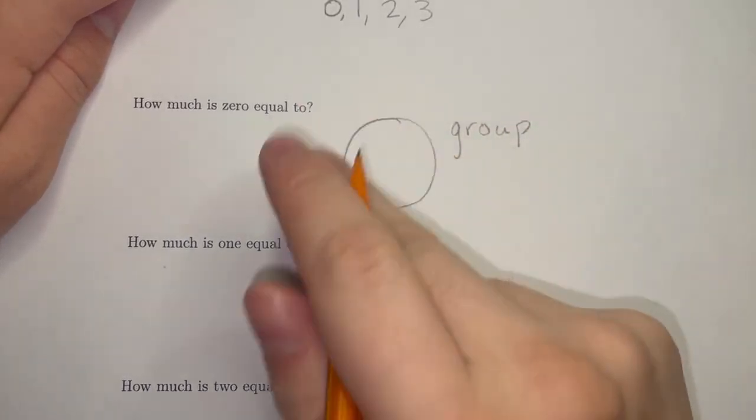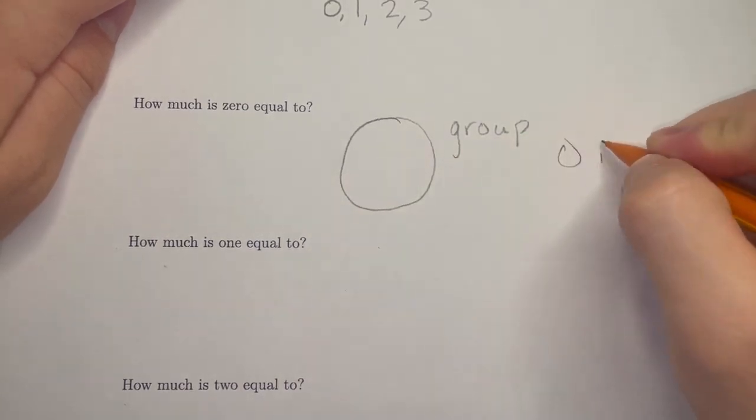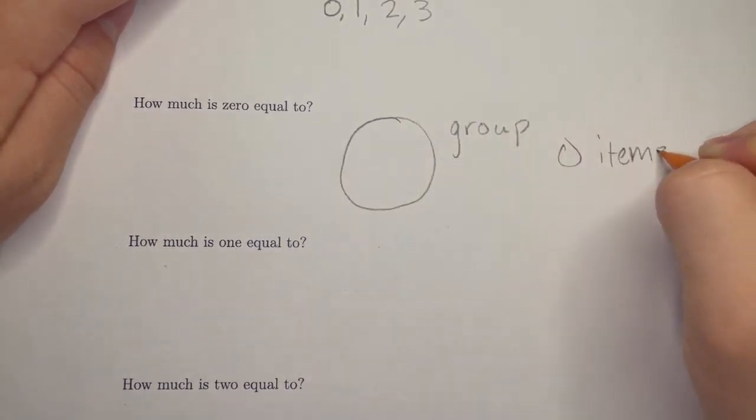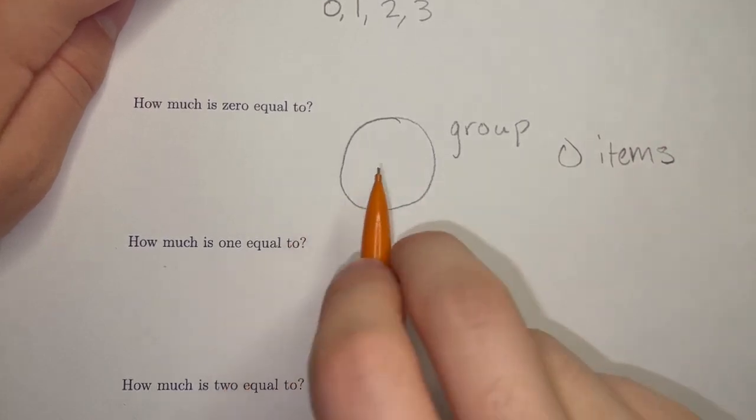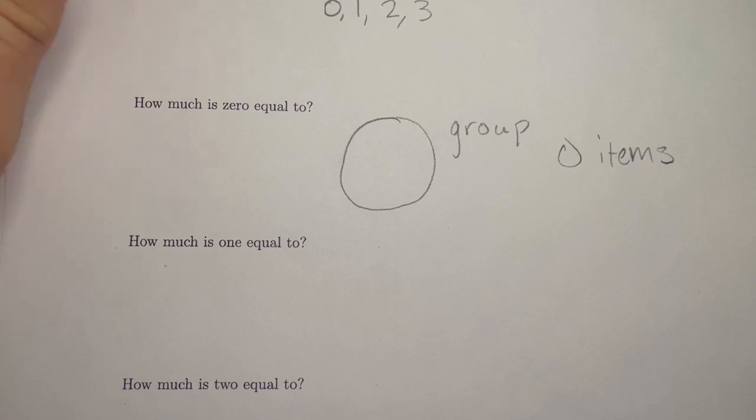And if we say we have 0 items in this group, it means it's empty. There is nothing in this group at all. So for example, if we have 0 pencils, it means we don't have a pencil. If we have 0 straws, it means we don't currently have a straw.